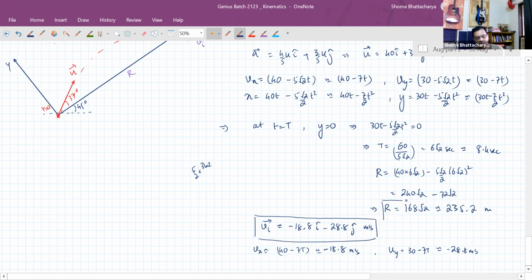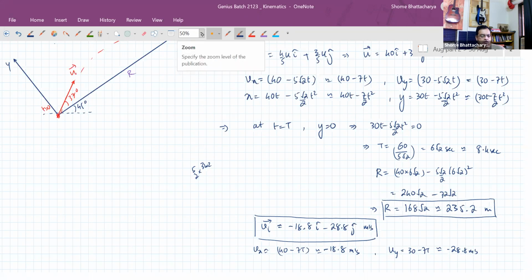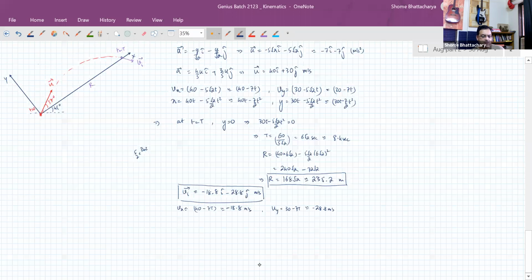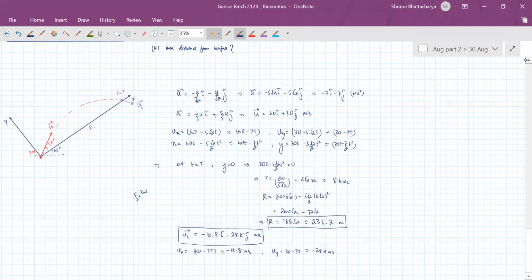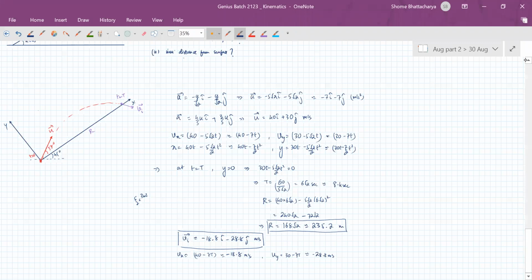The fact that the x component is becoming negative means that we'll discuss by making a more detailed diagram how and why that is happening. So it just means the object starts moving down the inclined line, right?